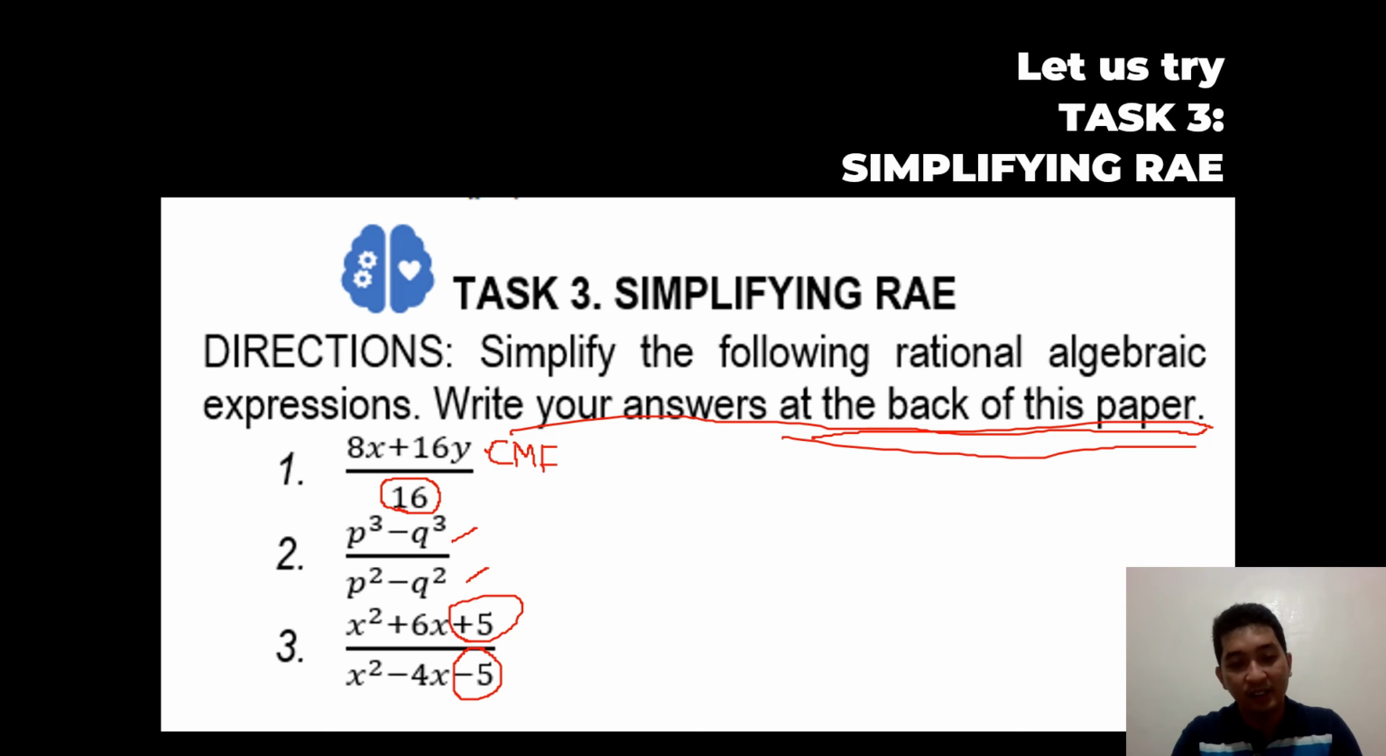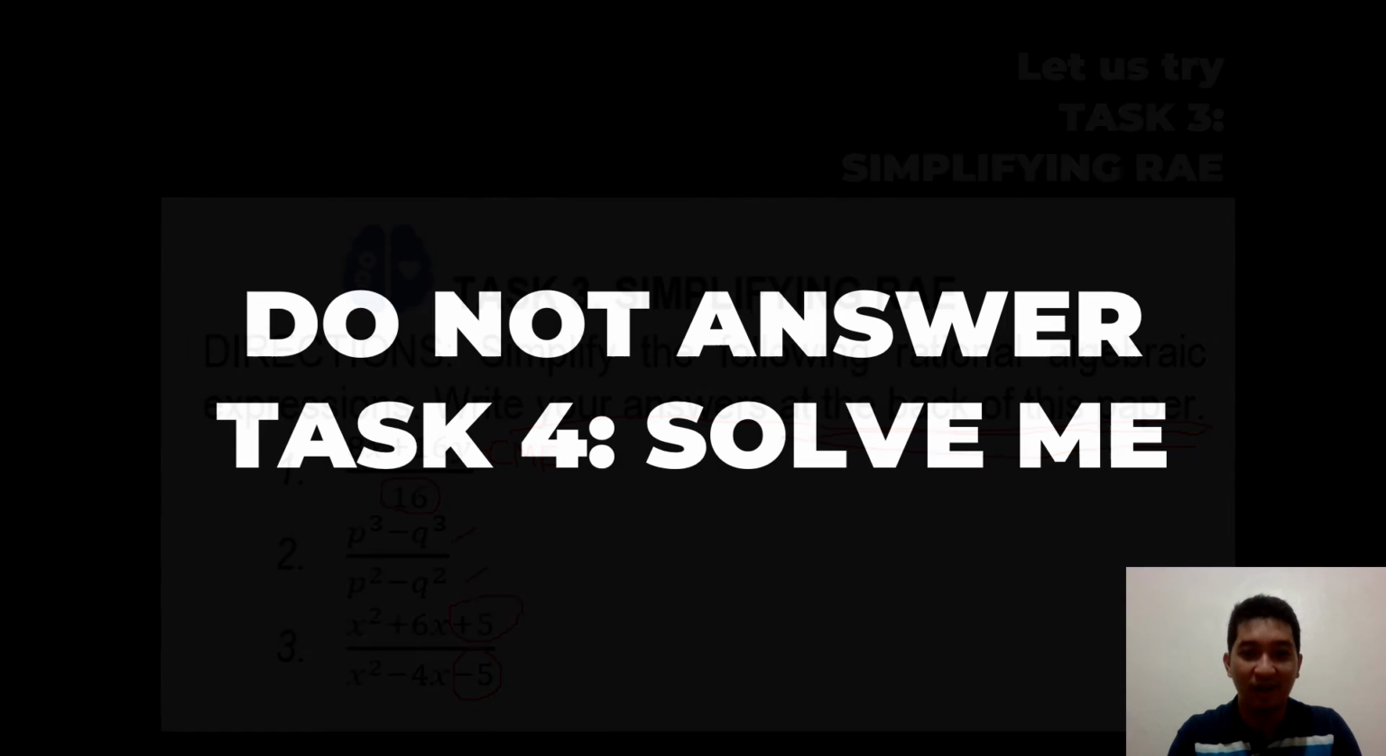Sir, saan ko po makikita yung review? Meron ditong video sa baba, dito sa group na to. Makikita nyo yung factoring trinomials with 1 as the leading coefficient. Okay? So, I hope masagutan nyo ito. And, okay, let's go with your task.